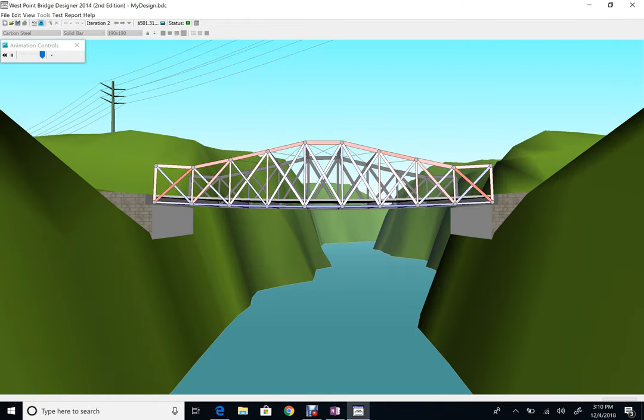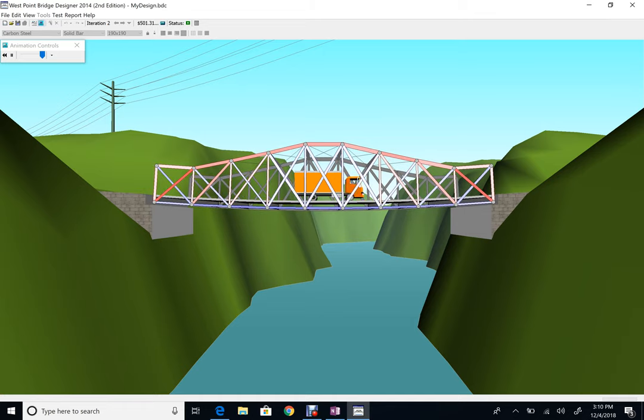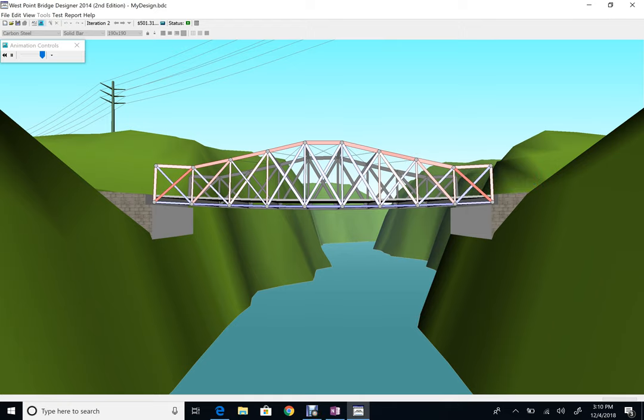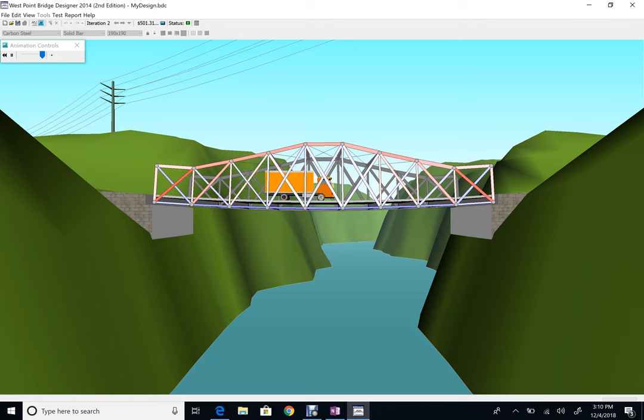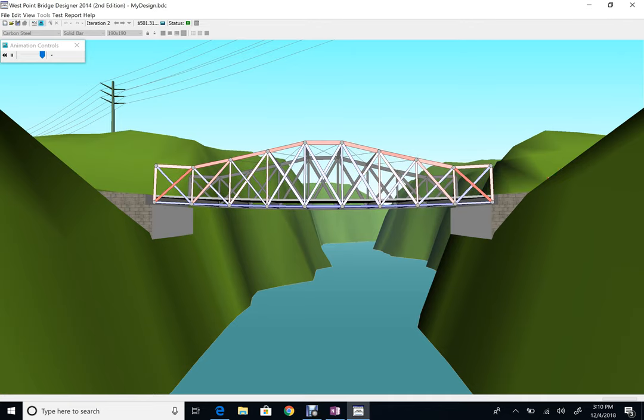Let's try one more time. Yeah, the darkness of the red decreased. That means more safe. But this diagonal and this diagonal are a little bit critical, but they are safe. Okay, so if your truck moves from one side to the other side, probably that means your bridge is safe.